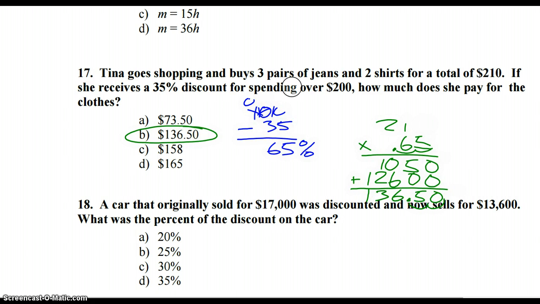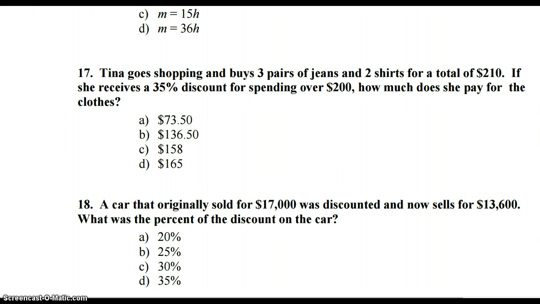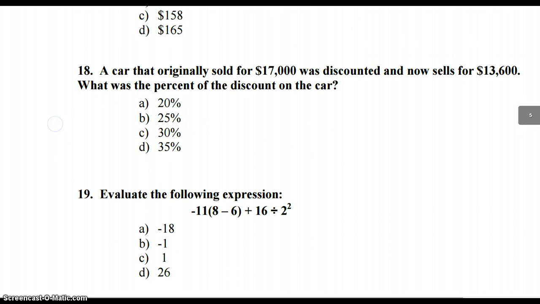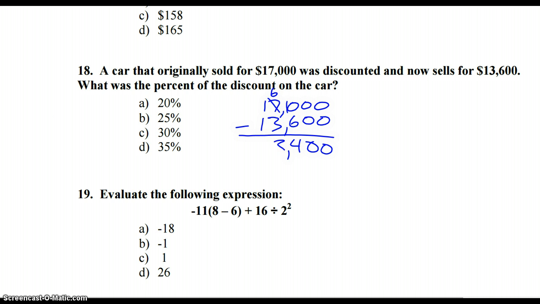Alright, you can do it the other way and see if you get that too, if you prefer doing it the other way. Number 18, a car that originally sold for $17,000 was discounted and now sells for $13,600. What was the percent of the discount on the car? Alright, so first of all, we got to figure out how much they took off of the original price. So I got to take 17,000 minus 13,600. So 0, 0, borrow from the 7, and they took off $3,400.